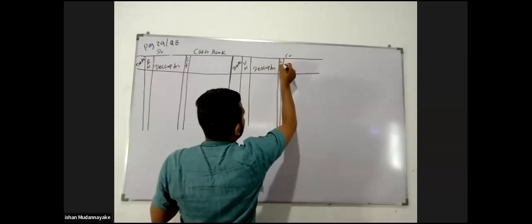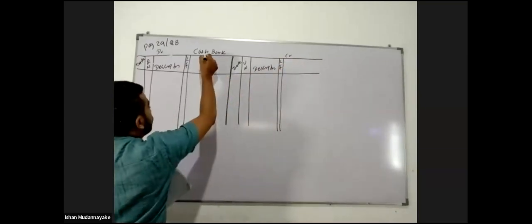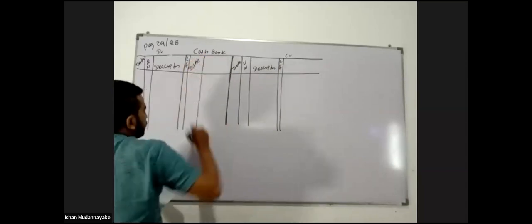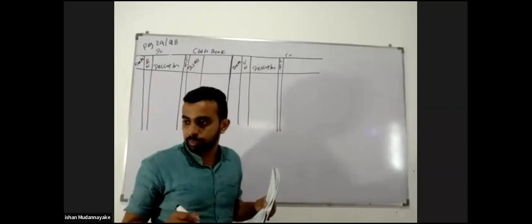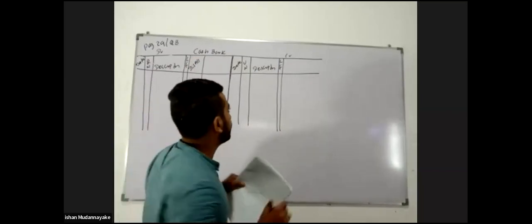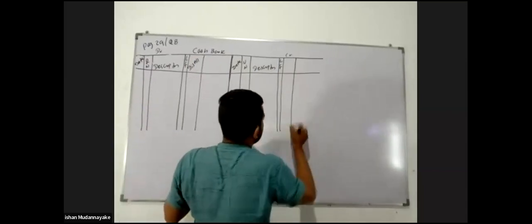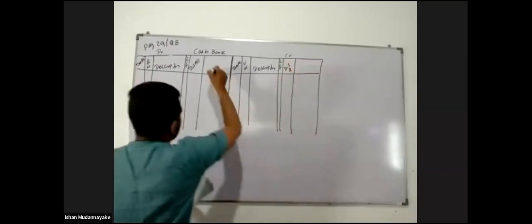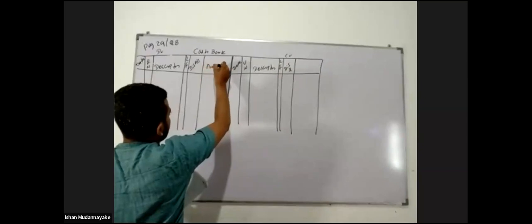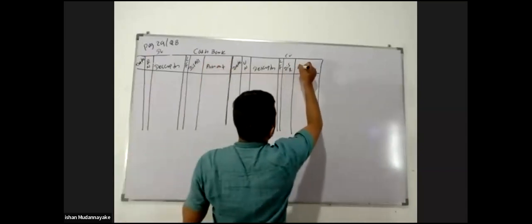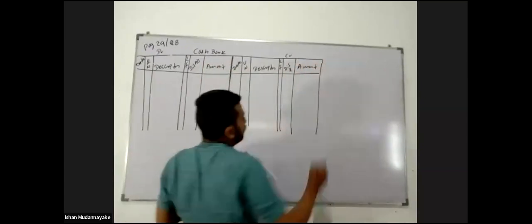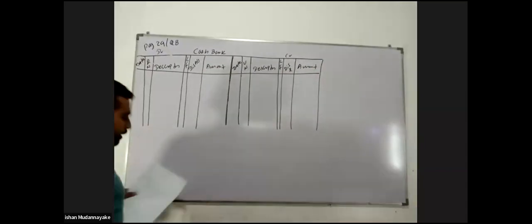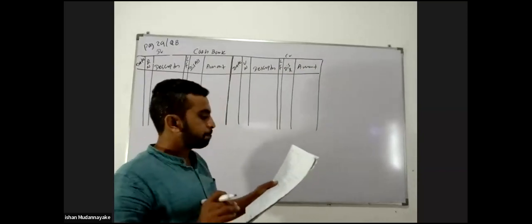Then discount allowed on the debit side in the memorandum column, and discount received on the credit side in the memorandum column. And then the amount column, the amount of value.